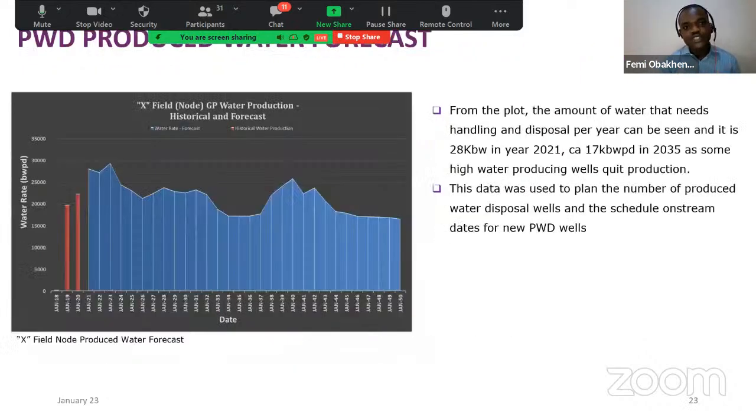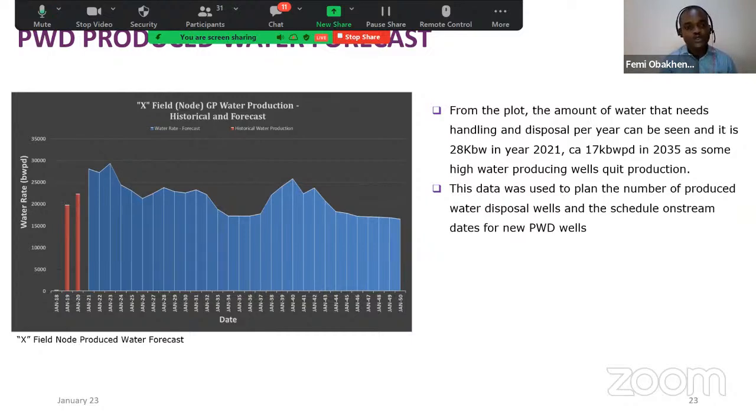The next thing you need to consider is how much water you are going to be treating over the years. For example, look at this plot here, which shows you your water forecast. How much water are you expecting in the next 4, 5, 6, 20 years? There are several tools that you can use for this. You can use the integrated production system model tool to make this forecast, and there are others out there.